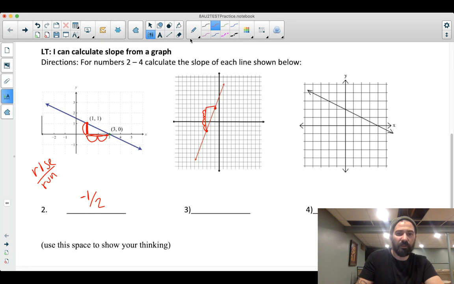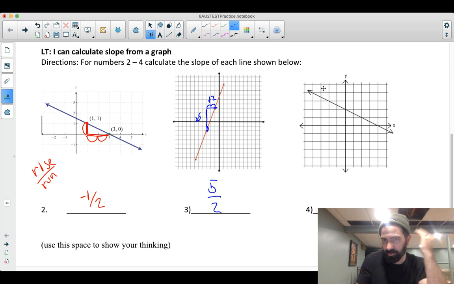Let's do that again. I made my jumps a little odd, so let's make sure that you can see them exactly the way they're supposed to be. Okay, we're counting up 1, up 2, up 3, up 4, up 5. Okay, so that's plus 5 on my rise. And then we're going to go over 1, 2. So plus 2. 5 over 2. And that's it.